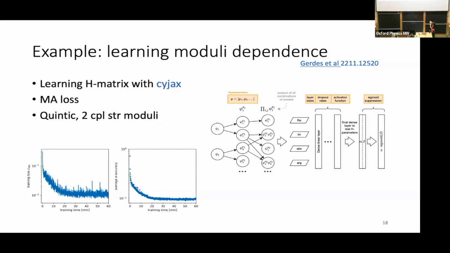You can see that in an hour you can get a 1 order of magnitude improvement in both of these, in both the loss and the error measure. And so there is some work going on here, looking more into modular dependence and trying to see how far one can push that.